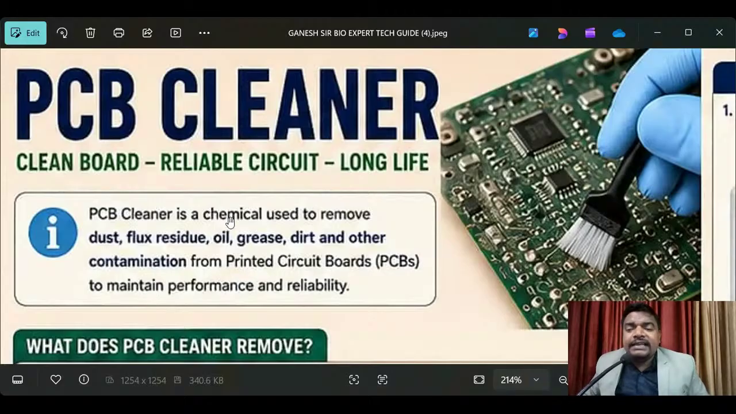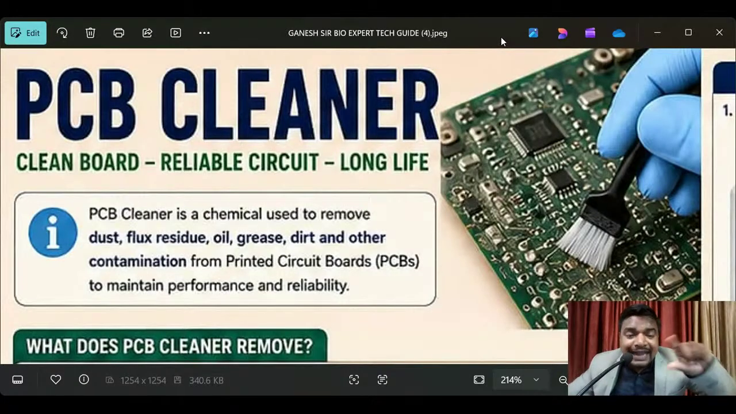A PCB cleaner is a chemical used to remove dust, flux, residue, oil, grease, dirt, and other contaminations from printed circuit boards, to maintain performance and reliability. Sometimes if dust and these things form, the circuit will not work. Understand? That's why the cleaning process is very important, and with cleaning, 90% of problems we can resolve. Sometimes equipment not working means complete heating. Why heating? Because somewhere the tracking gets damaged. Then what happens?